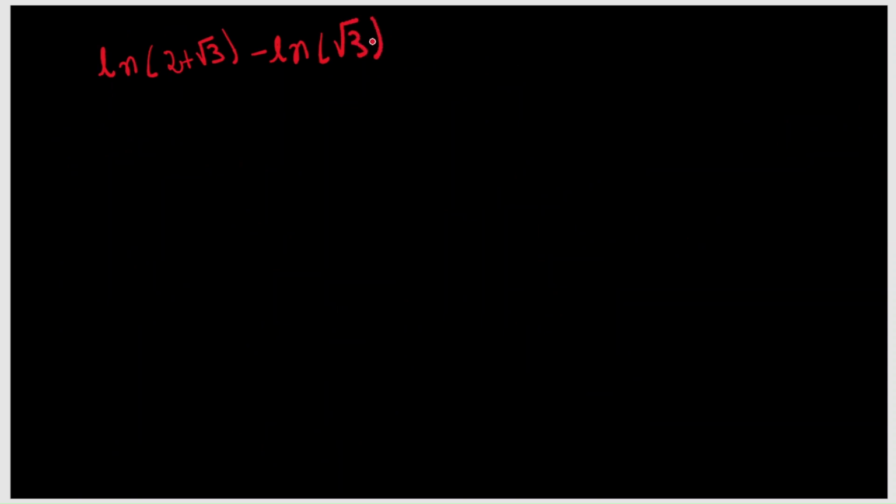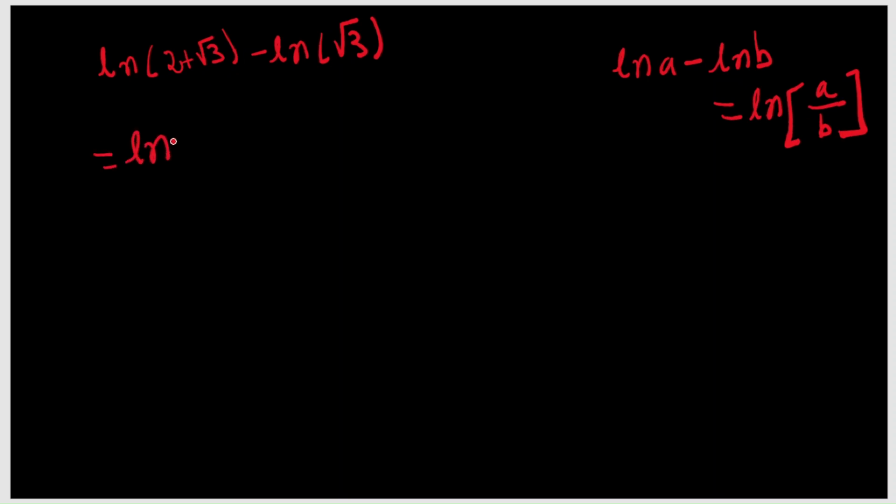We know from the logarithms chapter that ln a minus ln b is equal to ln a over b. So using that, I can simply write it as ln of 2 plus root 3 over root 3. So this is our answer, and with that I conclude this video.